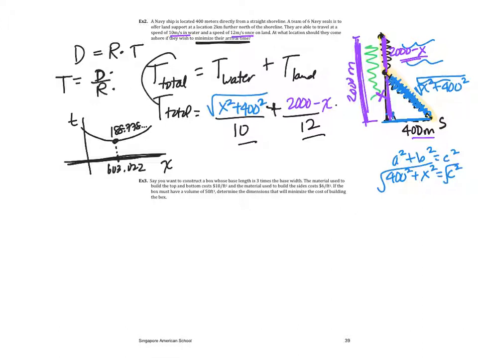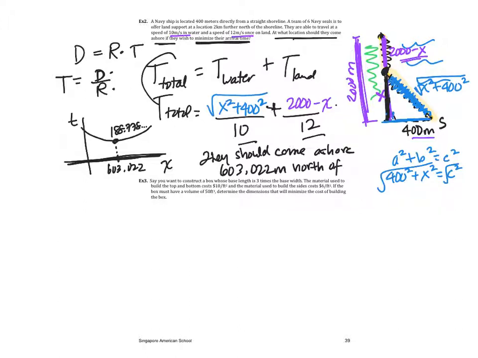Well, you should have found your minimum when you did that graph, and you would have seen that the x value, when you have a minimum, is 603.022 meters. So the question says, at what location should they come ashore? So since this is my x, you would have to say something like, they should come ashore 603.022 meters north of point, yeah, you could put a letter there, right? Like put any kind of letter, A, B, C, whatever, north of point A.